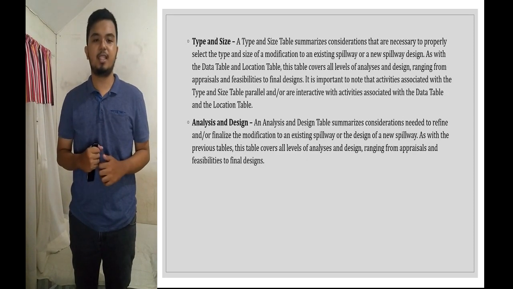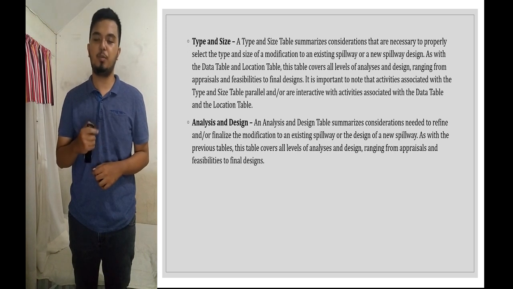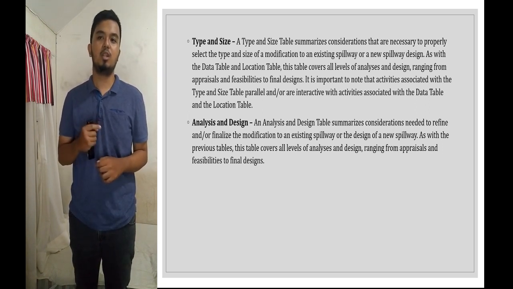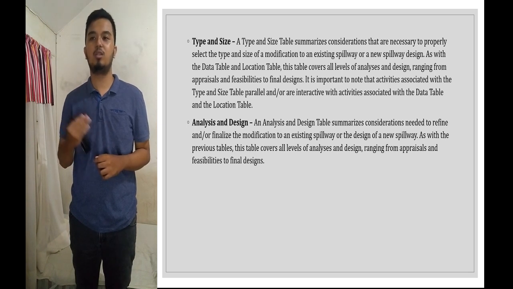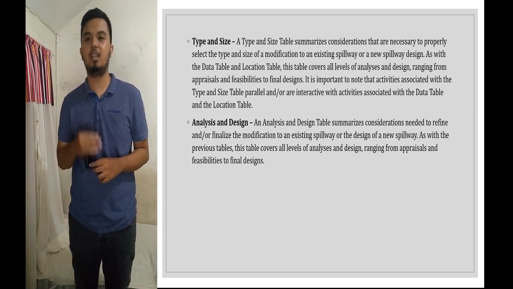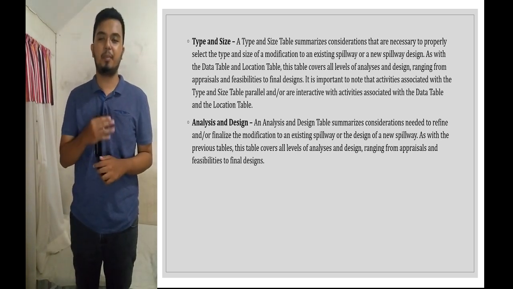Next, type and size. A type and size table summarizes considerations that are necessary to properly select the type and size of modification to an existing spillway or a new spillway design. As with the data table and location table, the table covers all of the analysis and design. So type and size depends on your dam or the rivers where spillways are placed, and on where the bypasses go. It is necessary to think carefully about this.